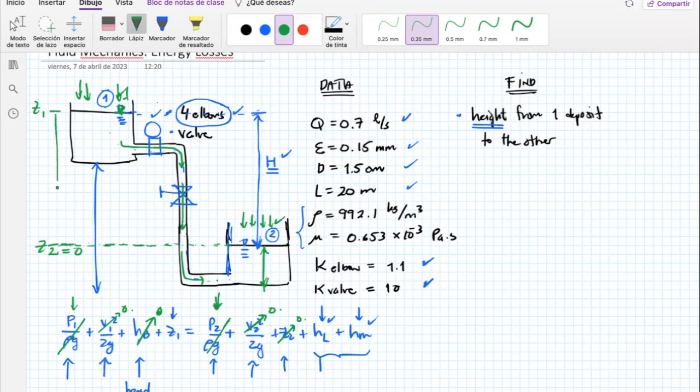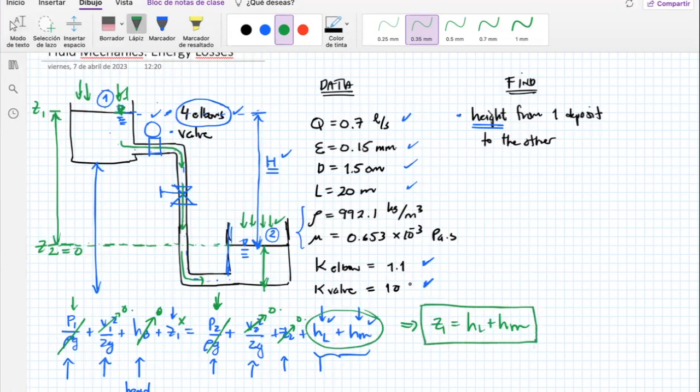And therefore the one that I'm looking for is Z1 minus Z2. But since Z2 already equals 0, the only unknown is this Z1. I don't know this Z1. Maybe I want to get it. And now we get to these losses, HL and HM. So long story short, out of all this equation, I got Z1 equals HL plus HM, which means that the height that I need to put water into from tank 1 to tank 2 is equal to the losses.